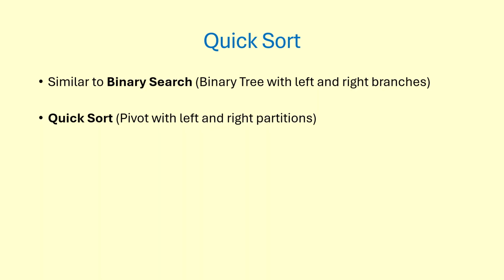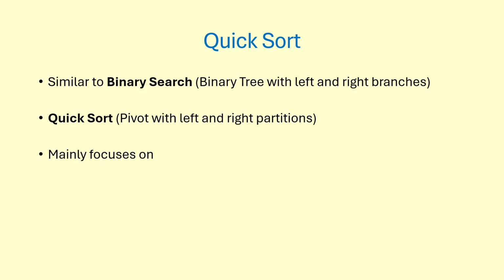Today we will see how Quicksort works. Quicksort is somewhat similar to binary search. In binary search, we'll start with a root element and then search through left and right branches. In Quicksort, we will divide an array into left and right partitions of a pivot and then sort the left and right partitions recursively.